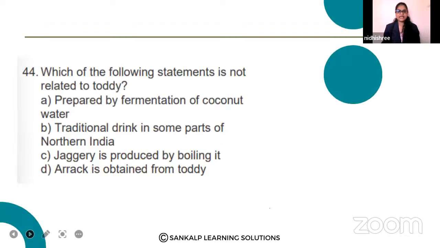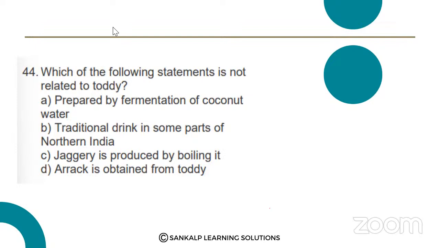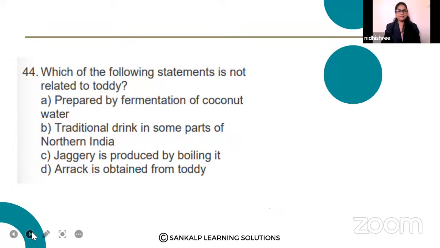44th question, which of the following statements is not related to toddy? Option A, prepared by fermentation of coconut water, a traditional drink in some parts of northern India. Option B, jaggery is produced by boiling it. Option C, arak is obtained from toddy. Madhumita answered option B. Kanchana Raj, option C. Samrintaj, option B. Purvi, option A. Padma, option C. Okay, let me check with the answer. The right answer is option B.